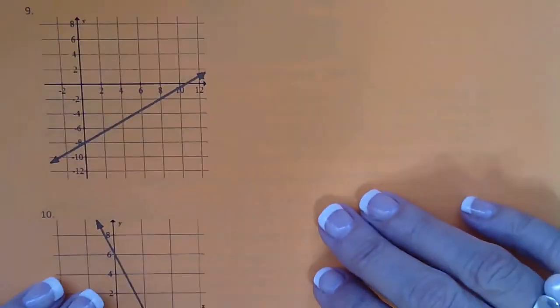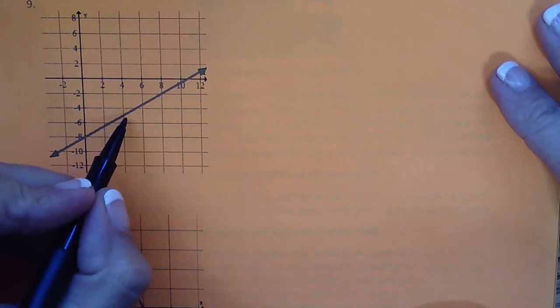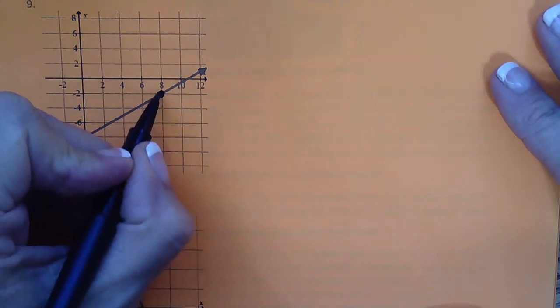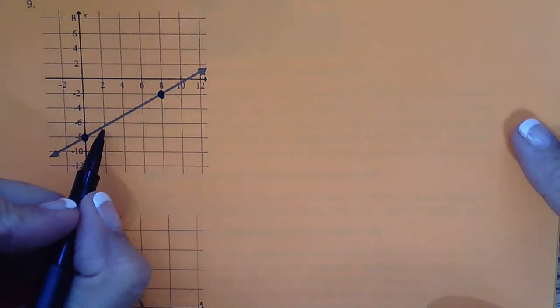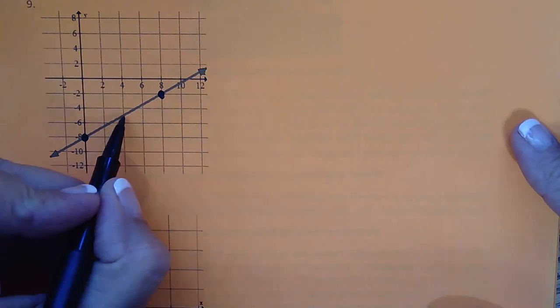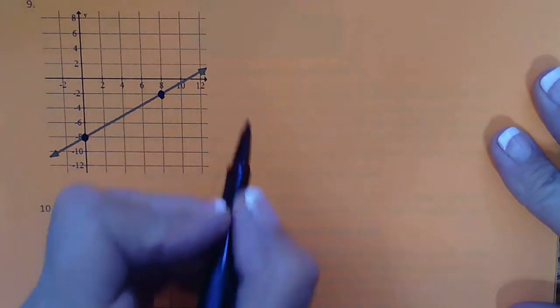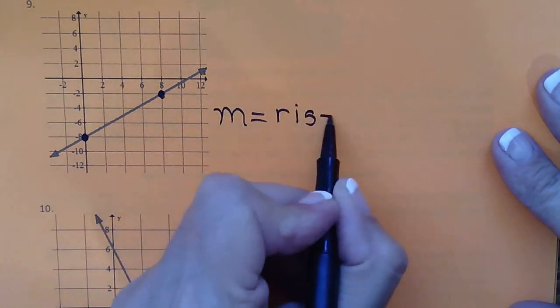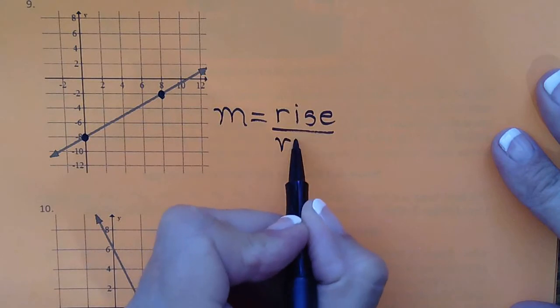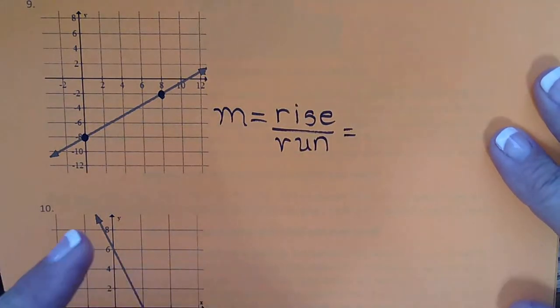Okay, number 9. So no, no, no, yes. There's a point and here's a point. None of the other ones are quite on a corner. So starting from our left-hand point and traveling right, and remember it's alphabetical order, we always rise first. Otherwise you'll get the reciprocal of the correct answer.